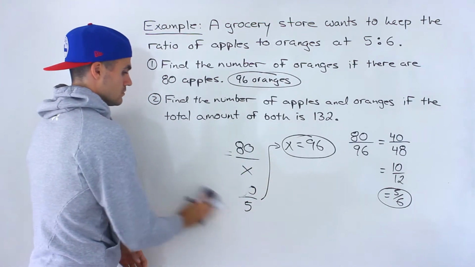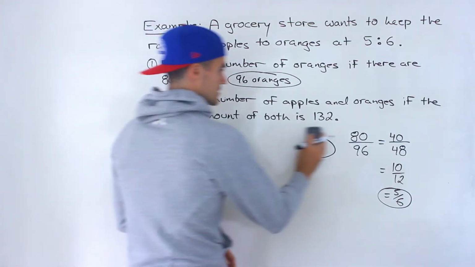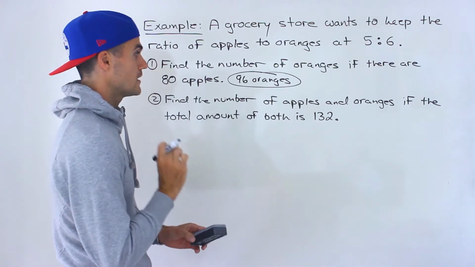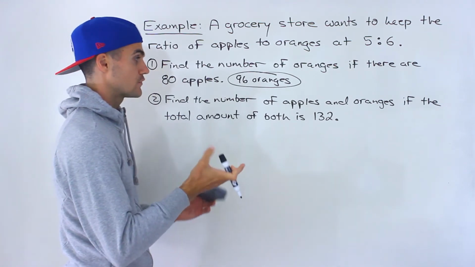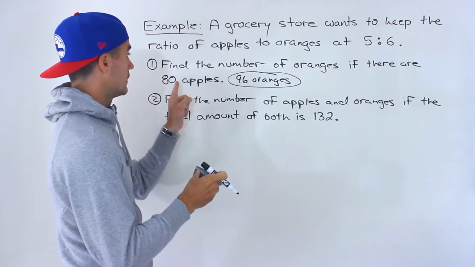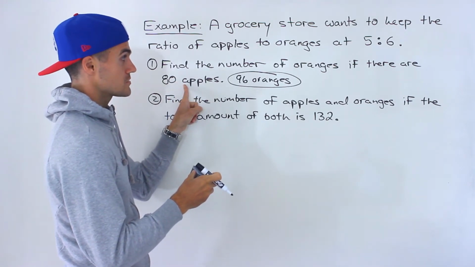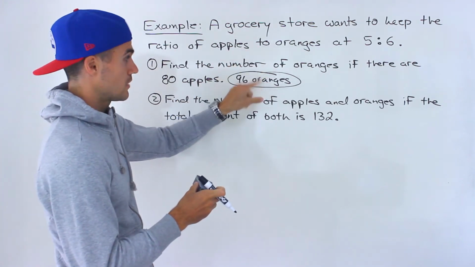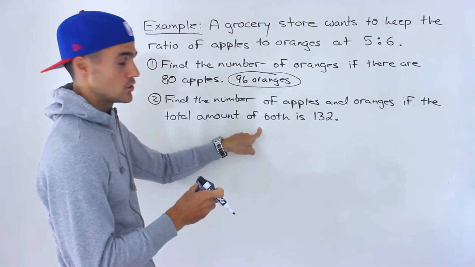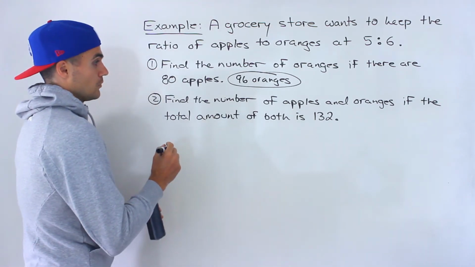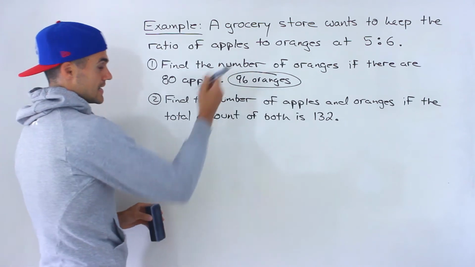Now, number two, a little bit more work is involved, but not too much. What they're saying here is we have to find the number of apples and oranges if the total amount is 132. Notice that in number one we were given the number of apples, and the process would be the same if we were given the number of oranges. That x value would just be in the numerator before, and you'd cross multiply. But here it's a little different. What we've got to do is take that ratio.